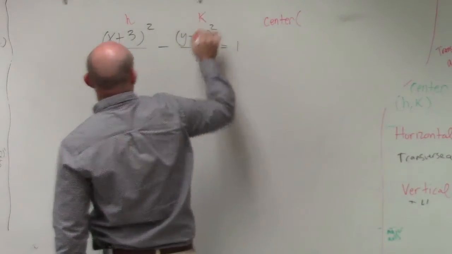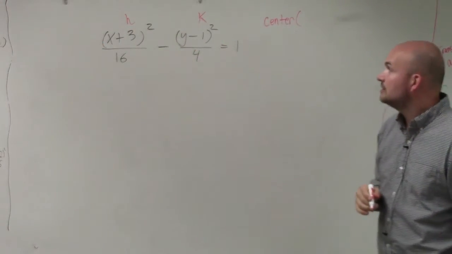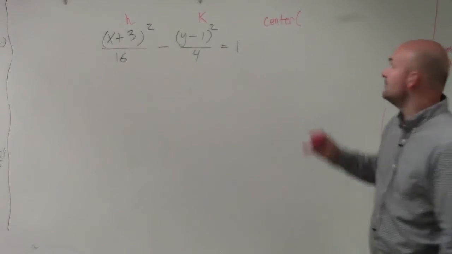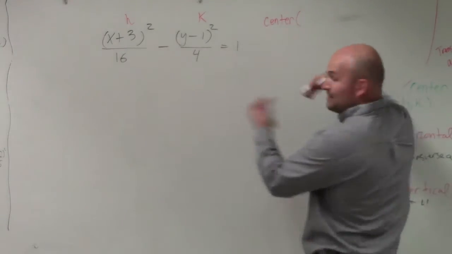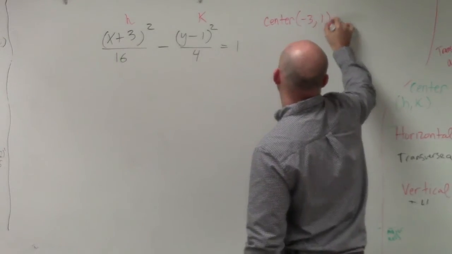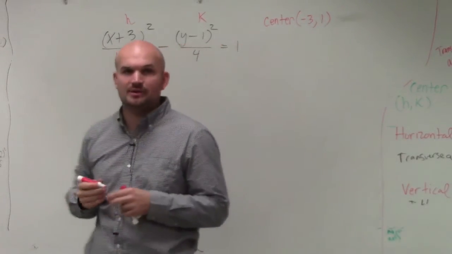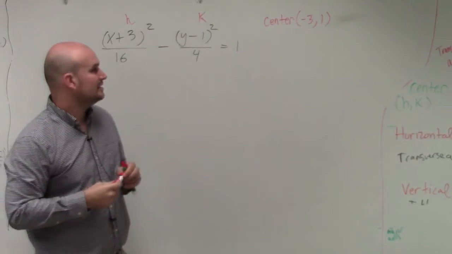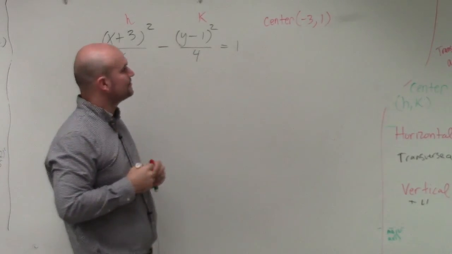If you look at your formulas, you can see that h here is that 3 and the k. But remember, it's always opposite, right? It's x minus h, y minus k. So therefore, my center is (-3, 1). Does everybody understand and follow me why it's -3 and 1? That always got people confused from the get-go.